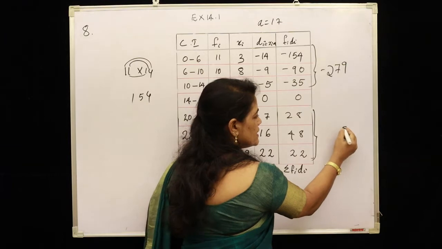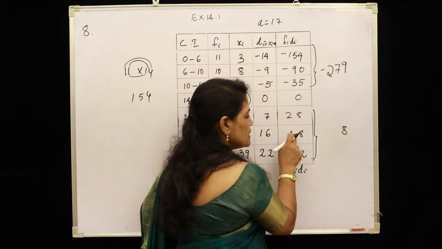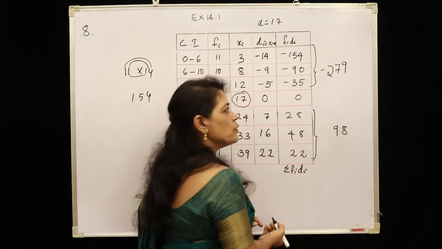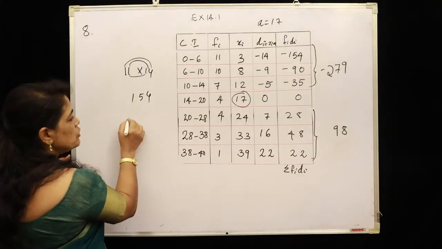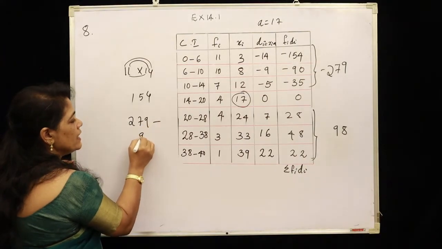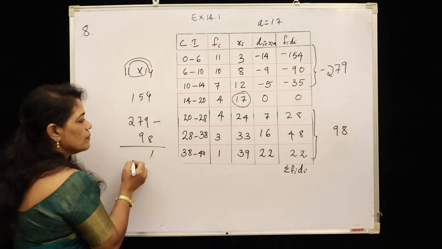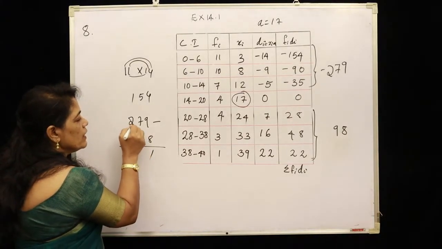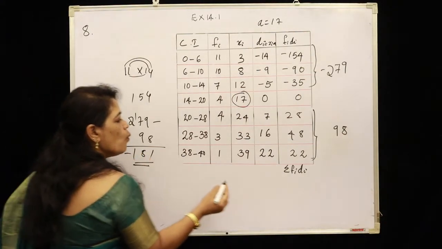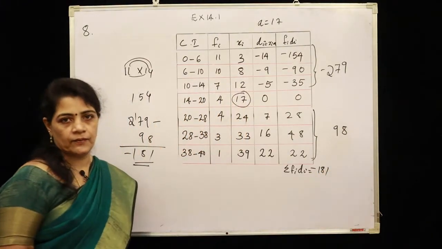10 plus 8, 18, 1 carry. 1 plus 2, 3. 3 plus 4, 7, and 2, 9. 98. That is positive 98. Then negative 279 minus 98. 8 and 9, we have to borrow from 2. That is negative 181, which is sigma fi di.